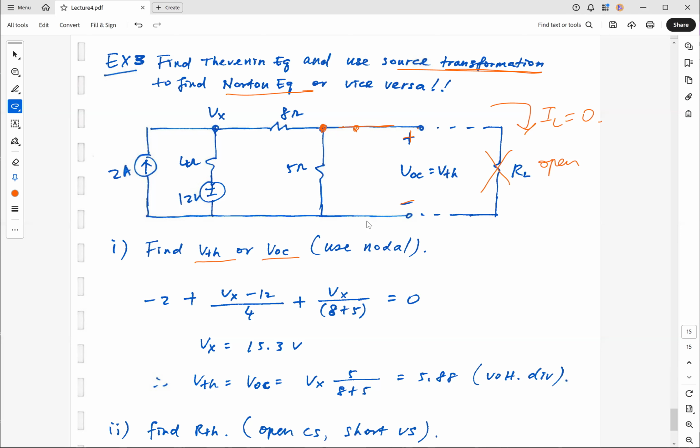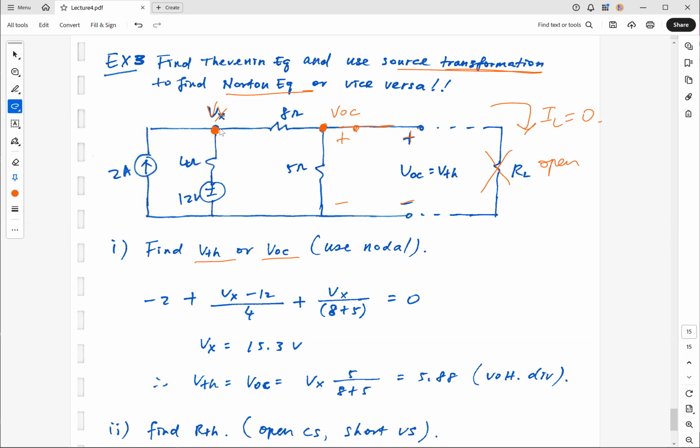So the approach that I took here is I wanted to first find this Vx. Once I know this Vx, I can do a simple voltage division to find this VOC. You can see that this is Vx, this is 8 ohm, this is 5 ohm. VOC is the voltage drop across the 5 ohm resistor. So if I know Vx, I can simply use voltage division to find the voltage drop across the 5 ohm resistor, which is my VOC. Then I'm done. So the question is, how do we find Vx first?